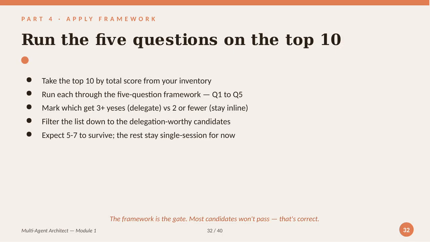Step 3. Apply the framework to the top 10. Take the top 10 by total score from your inventory. Cap at 10. Even with a great inventory, you can't build 20 subagents at once, and the framework should filter further anyway. Run each through the 5-question framework. Q1 self-contained, Q2 summary or trace, Q3 parallel, Q4 context cost, Q5 repeatable. Mark each yes or no. Filter to the candidates with 3 or more yes.